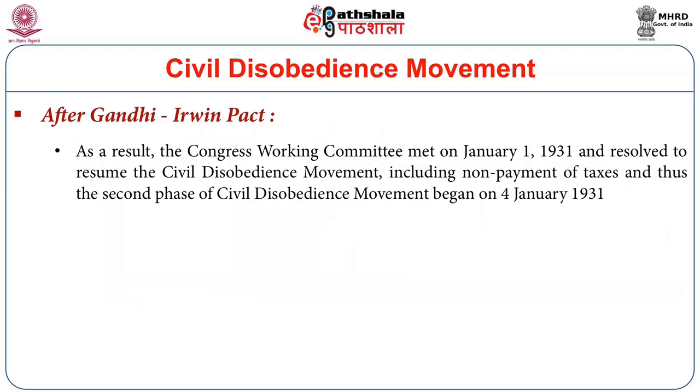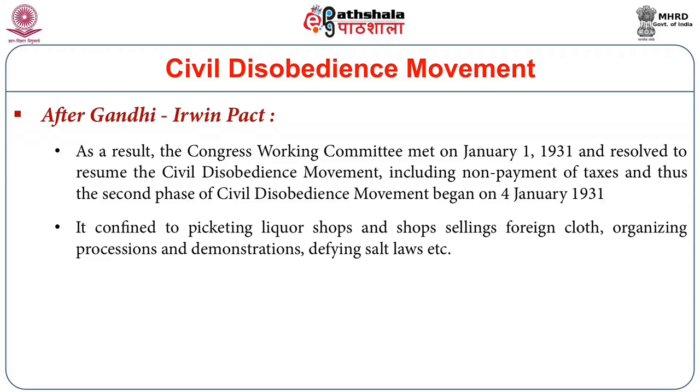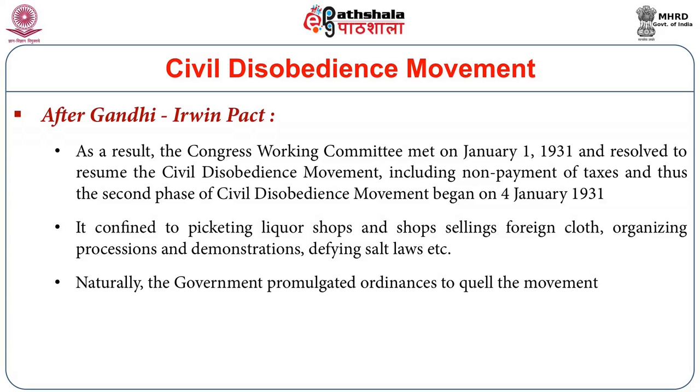As a consequence, the Congress Working Committee met on January 1, 1931 and resolved to resume the civil disobedience movement, including the non-payment of taxes, and thus the second phase of the civil disobedience movement began once again on 4th January 1931. But it was confined to picketing of liquor shops and shops selling foreign cloth, organizing processions and demonstrations, defying of salt laws, etc. Naturally, once again, the government promulgated ordinances to quell the movement.